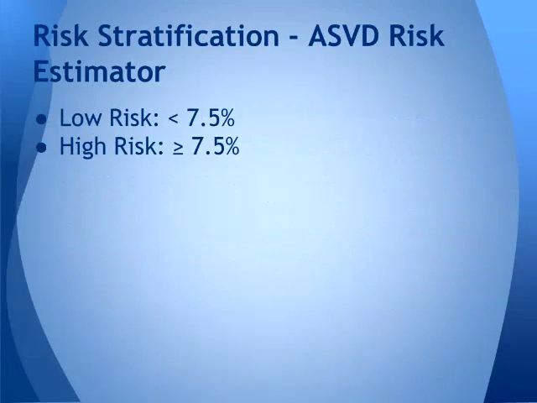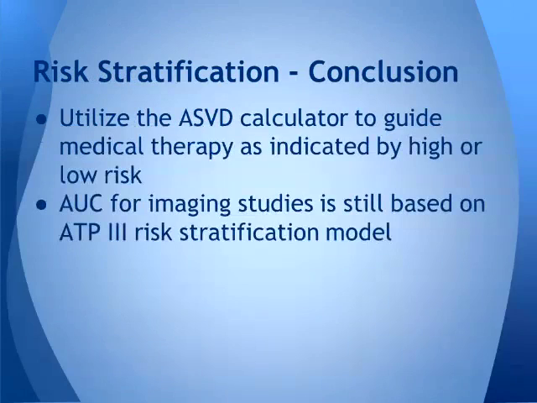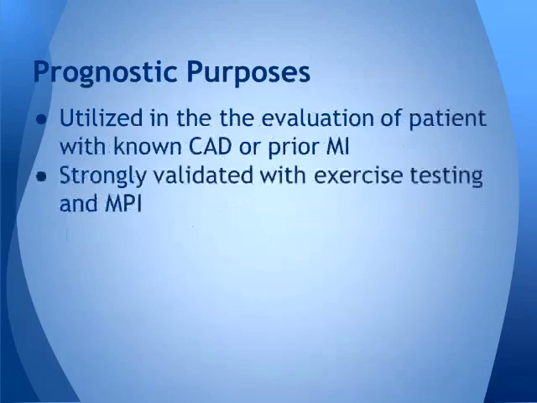It divides patients into two categories. Low risk is a risk less than 7.5% for a hard cardiac event in 10 years versus greater than or equal to 7.5%. So in conclusion, for risk stratification, like I said, we'll just talk about it briefly. We now utilize the ASCVD calculator to guide medical therapy as indicated by high or low risk. Appropriate use criteria for imaging studies is still based on the ATP3 risk stratification model.